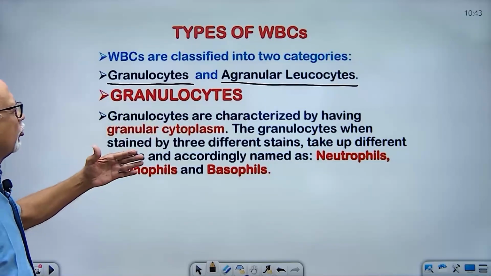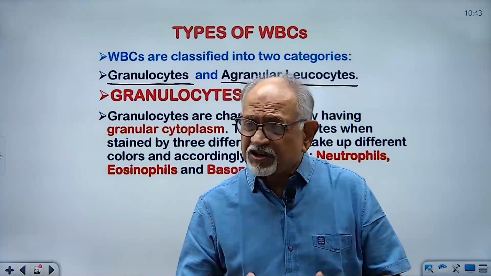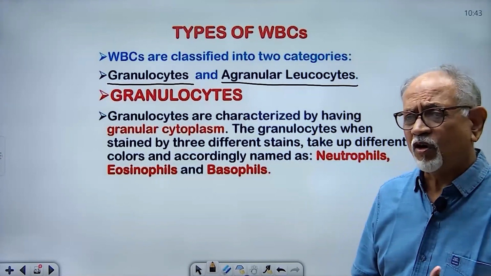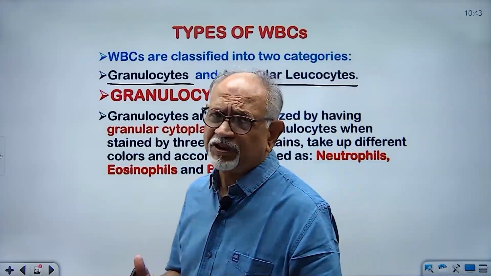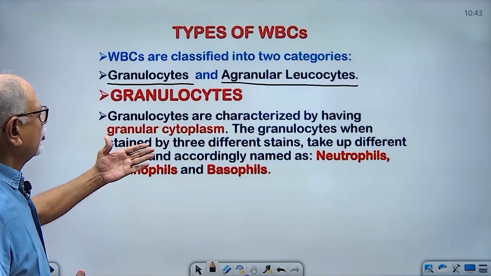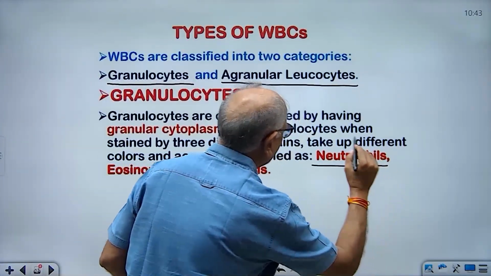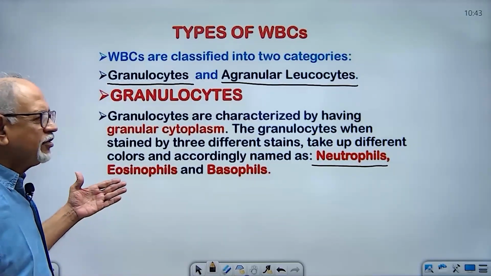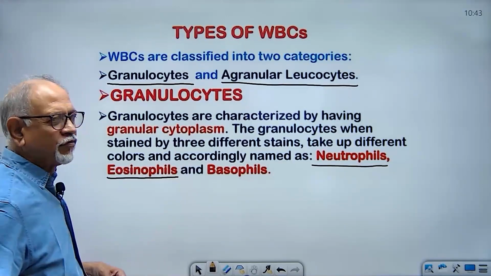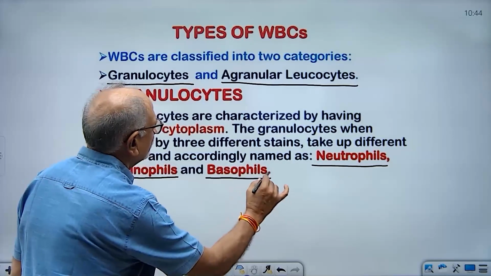Now, the granular leukocytes are categorized, again on the basis of their staining properties, whether they are stained with neutral dyes, acidic dyes or basic dyes. Those which are stained with neutral dyes are called neutrophils. Those which are stained with acidic dye like eosin are called eosinophils, and those which are stained with basic dyes are called basophils.